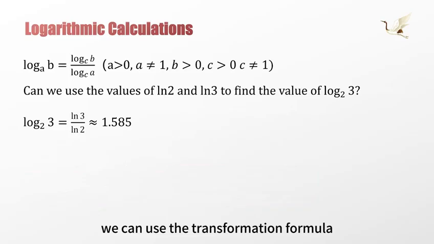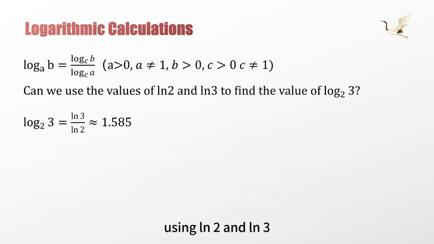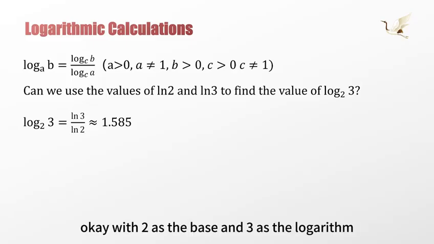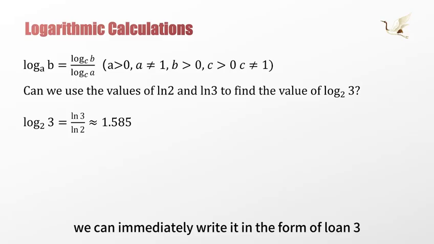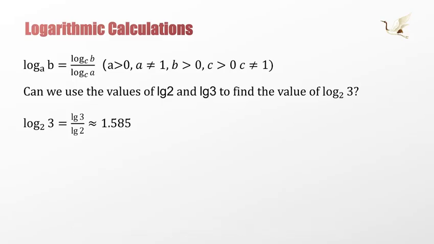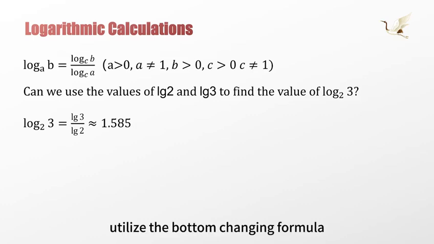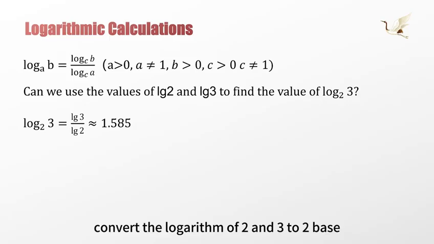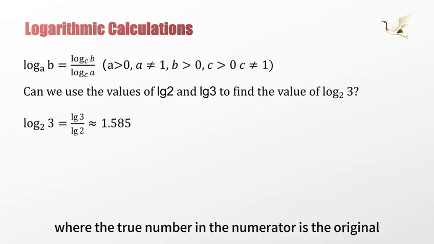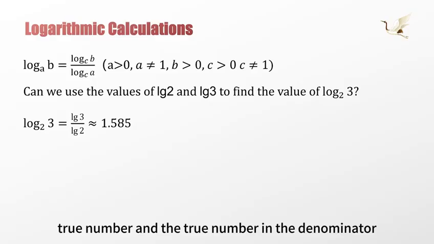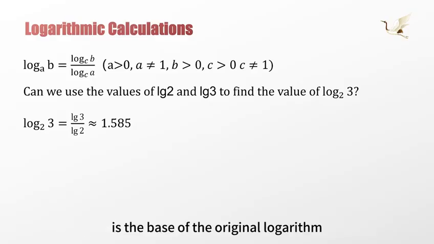Okay, now we can use the transformation formula to directly convert the logarithm with 2 as the base and 3 as the true number using ln 2 and ln 3. With 2 as the base and 3 as the true number, we can immediately write it in the form of ln 3 over ln 2. So we can also use log 2 and log 3 to represent the logarithm with 2 as the base and 3 as the true number. Utilizing the base-changing formula, convert the logarithm of 3 with base 2 to base 10 logarithms, where the true number in the numerator is the original true number, and the true number in the denominator is the base of the original logarithm.